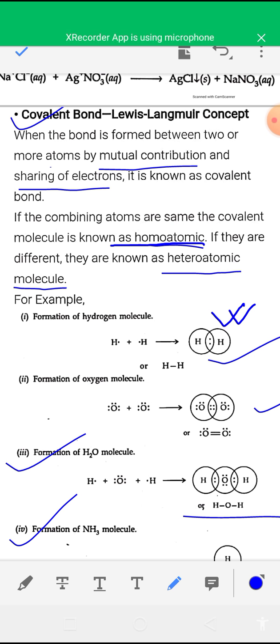And if the atoms in the covalent molecule are different, then the covalent molecule is known as a heteroatomic molecule. A covalent molecule formed by combination of the same type of atom is known as homoatomic, and a covalent molecule formed by combination of different types of atoms is known as heteroatomic, like HCl. It is formed by combination of hydrogen and chlorine. Water is heteroatomic, ammonia is a heteroatomic molecule.